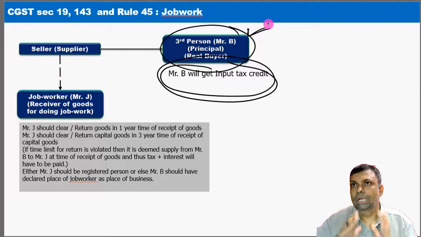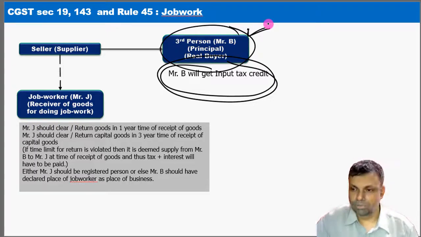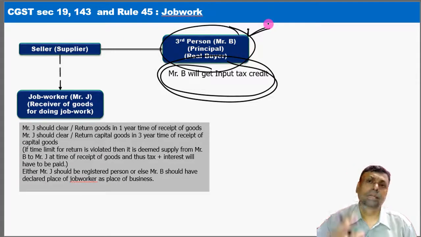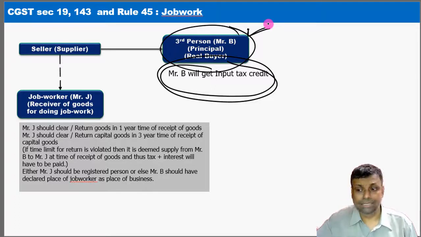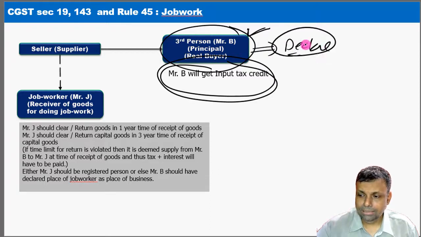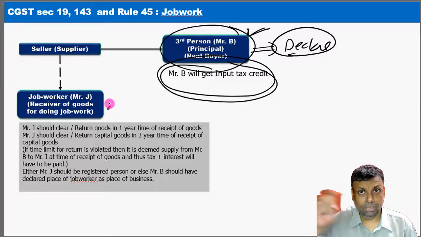The job worker is only a person who is just taking the delivery of that particular goods for the purpose of processing. Now, in the given case, the law is pretty simple with respect to the job worker. The job worker ideally should be a registered person. In certain situations, job worker registration exemptions have also been given, but let us take a plain vanilla example first of all, that the job worker ideally should be registered. If the job worker is not registered, for example, then this principal person has to declare that this is the place of the job worker where his goods are lying.